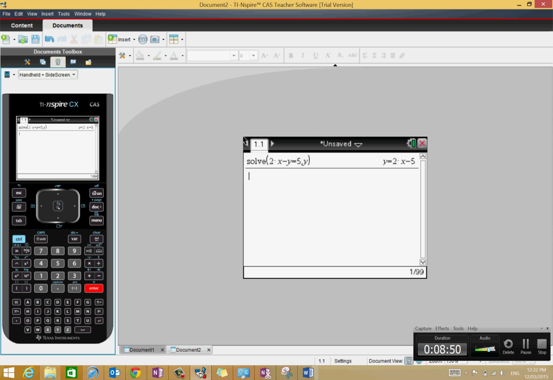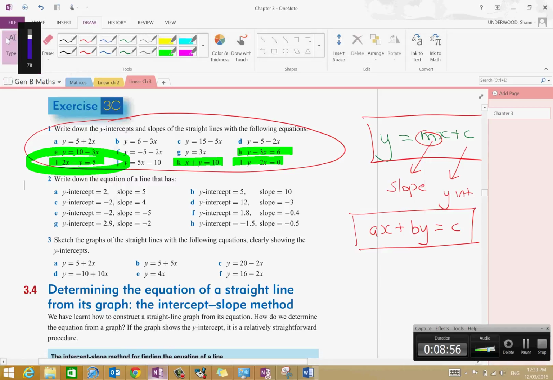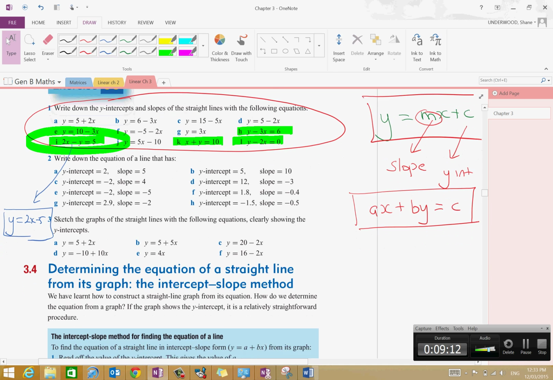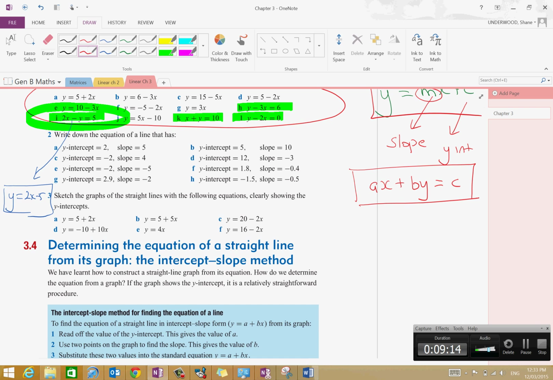And then we go enter. Look at that. y is equal to 2x minus 5. So now what you can say is for this one, you can say that y is equal to 2x minus 5. For those people that can't transpose formulas, use your CAS, and the slope is 2 and the y-intercept is negative 5. Are you following me so far? All right. You probably need to do it again.